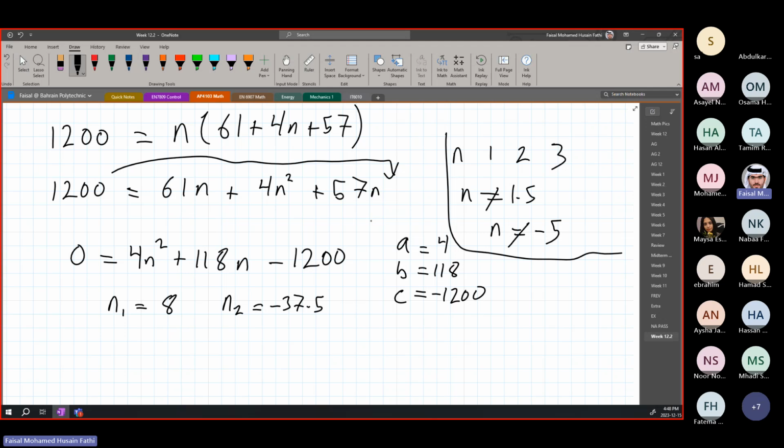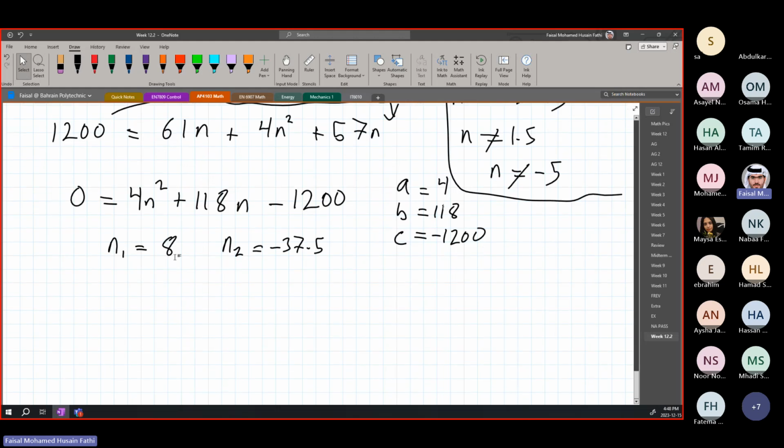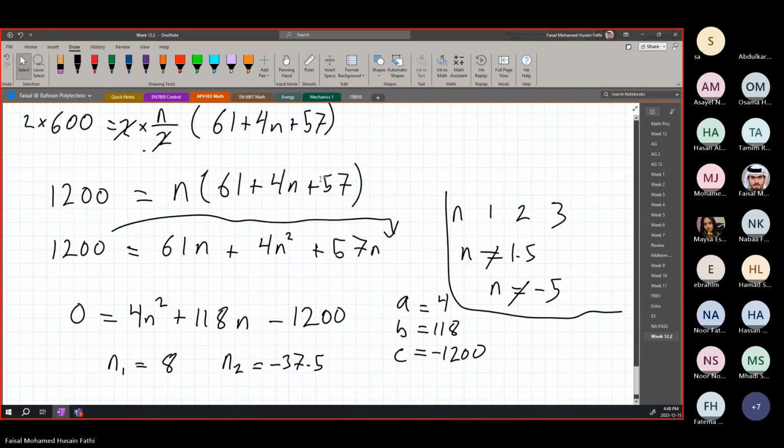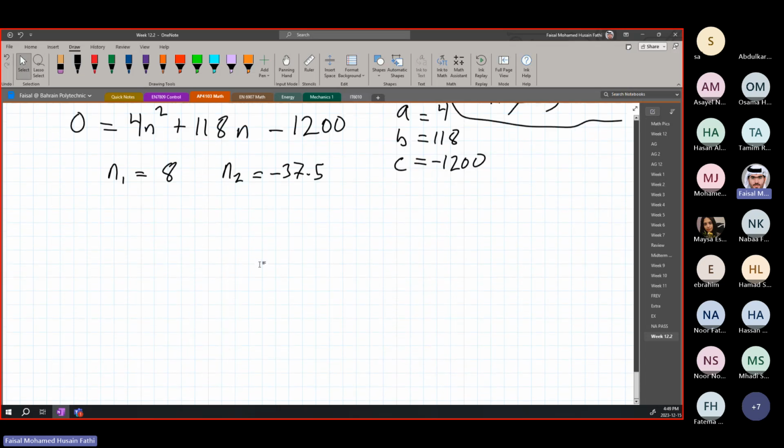What is the 128? Four, 118, 61. It's 118. I don't know what 128 is. Okay. N1 is equal to 8. What was the question asking us for anyways? It's not 67, it's 57. This is 57. 61 plus 57. Sorry, my handwriting is bad. This is 57. Okay. What was the question asking for to begin with?